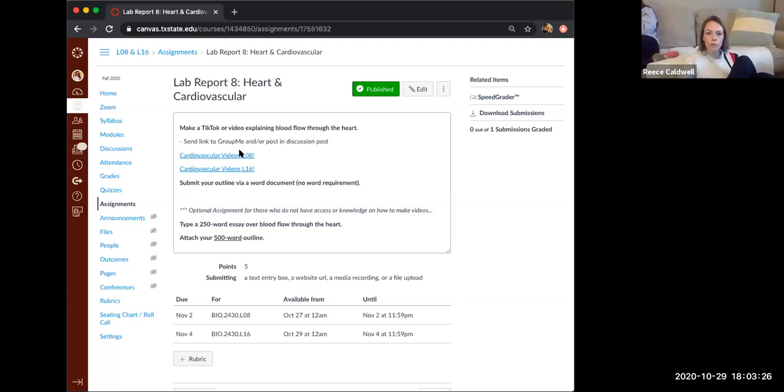All right, well, that's all I have for today. Let me go over the lab report really quick, and then I will let y'all go for a lovely weekend. Today's lab report is one of our first super fun lab reports, and I'm really excited for it. So this is lab report 8. What you're going to do is make a TikTok or a video explaining blood flow through the heart, and then you'll post it in the discussion and attach your outline.